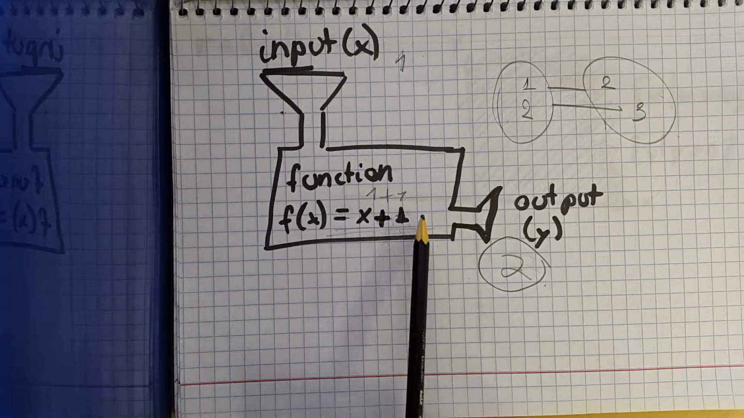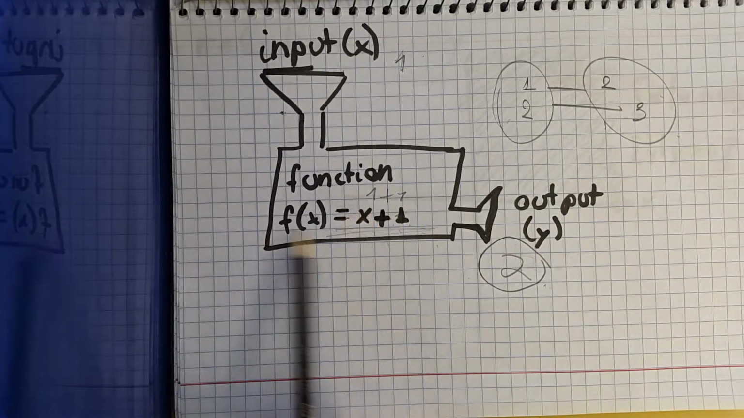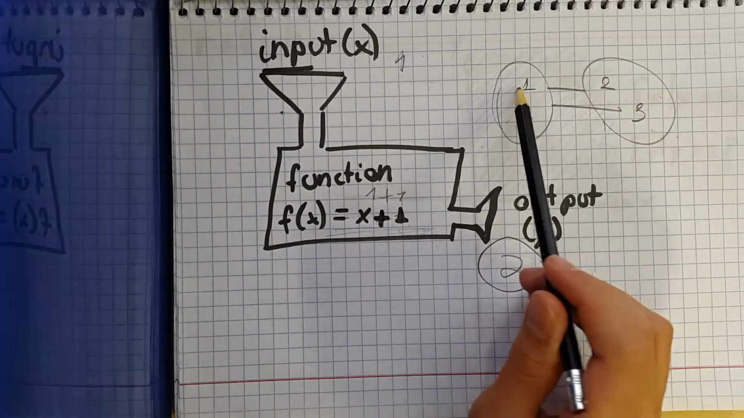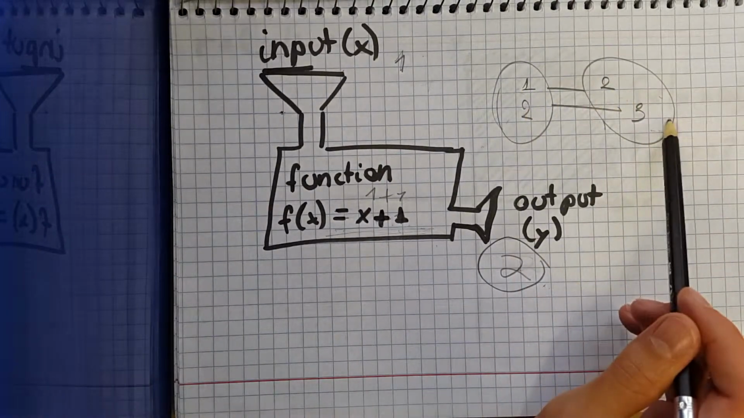Yes, as you can see, though this is a function, it's also a relation, since there's the input and the output, and they share a relationship. 1 is linked to 2, 2 is linked to 3, and etc.